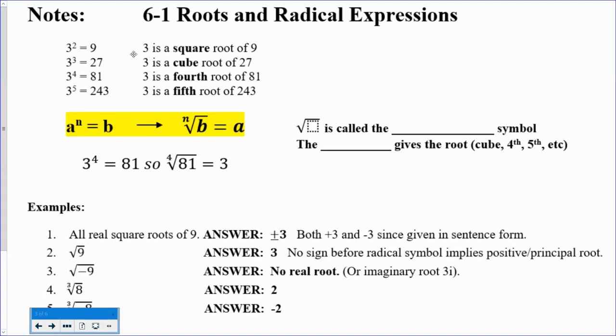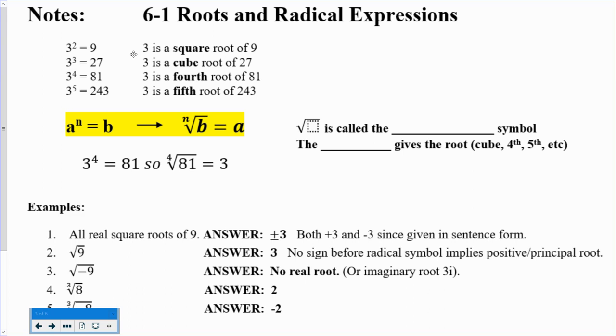Okay, today's lesson is on 6.1, roots and radical expressions. So we've talked, or you've heard a lot about square roots, and now we're going to continue on with things like cube roots and fourth roots and fifth roots.